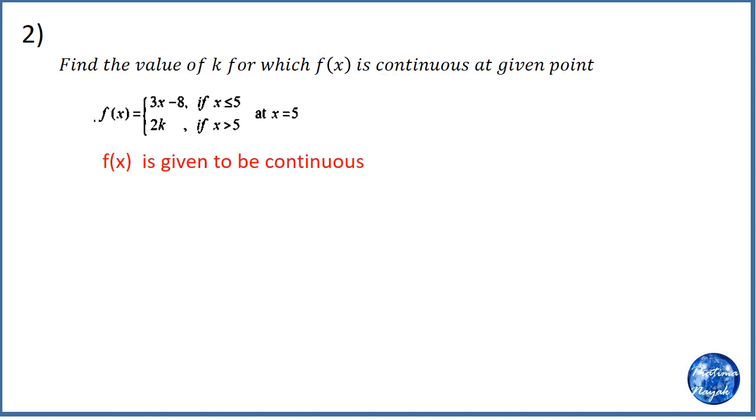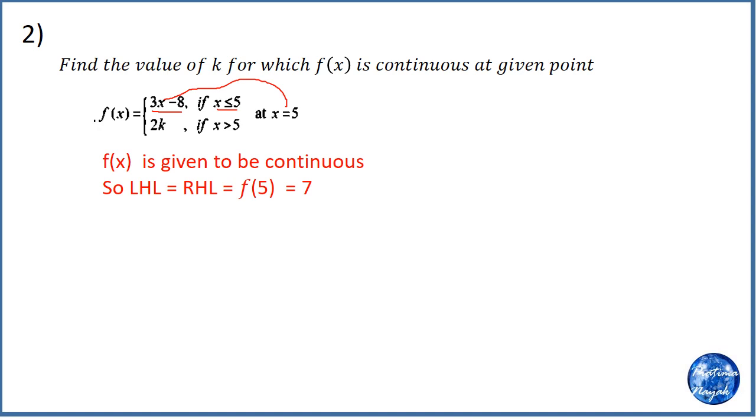Now it is given that it is continuous. So we'll write the condition of continuity. f(x) is given to be continuous. So left hand limit is equal to right hand limit is equal to f of 5, and this is equal to 7. f of 5 means when x is equal to 5. Now when x is equal to 5, here this is the condition, x is equal to 5. What is the value of function there? This will be 3x minus 8.